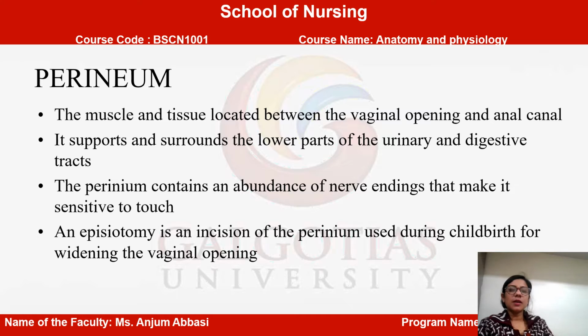So next is the perineum. It is the muscle and tissue located between the vaginal opening and anal canal. It supports and surrounds the lower part of the urinary and digestive tract. The perineum contains an abundance of nerve endings that makes it sensitive to touch, and episiotomy is an incision of the perineum which is used during childbirth for widening the vaginal opening.